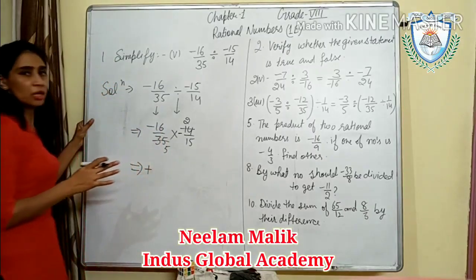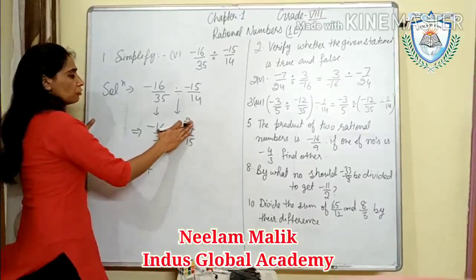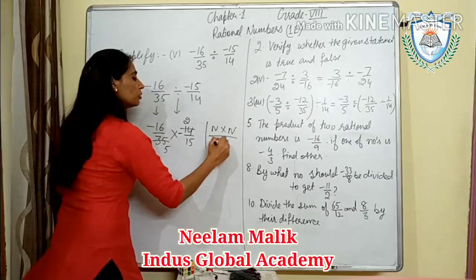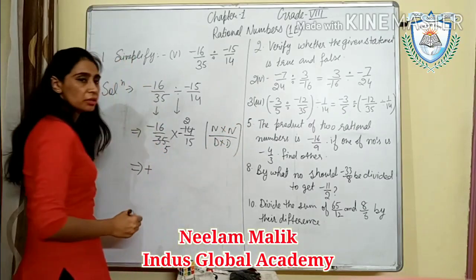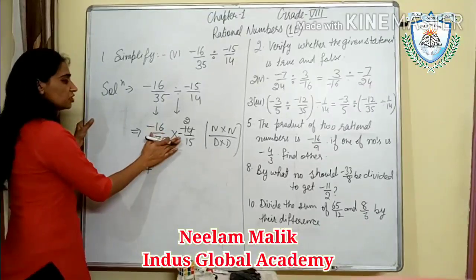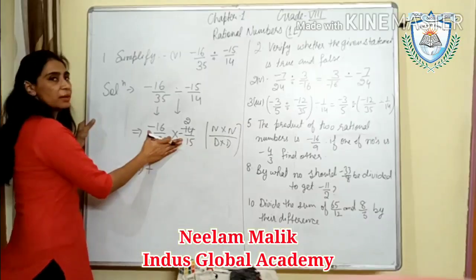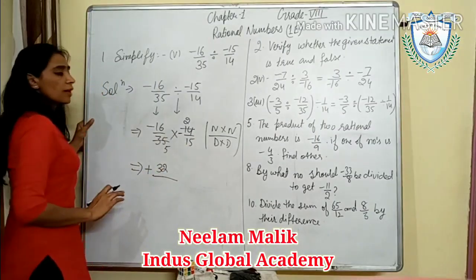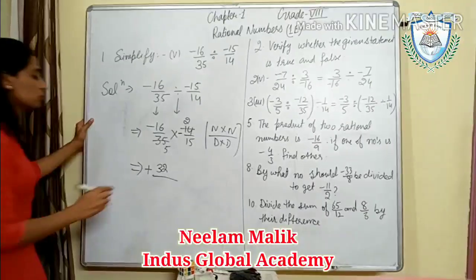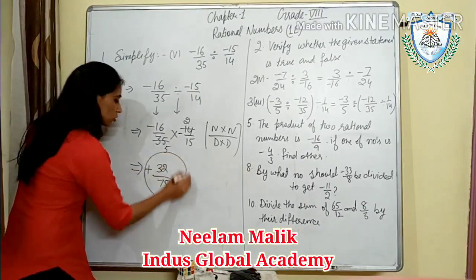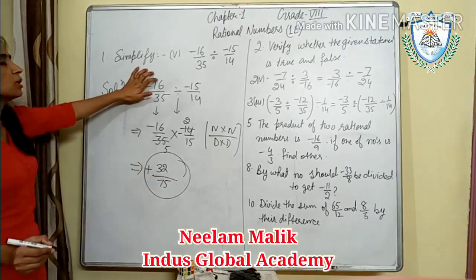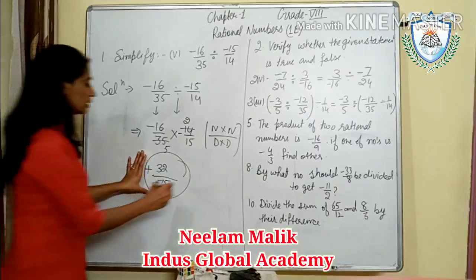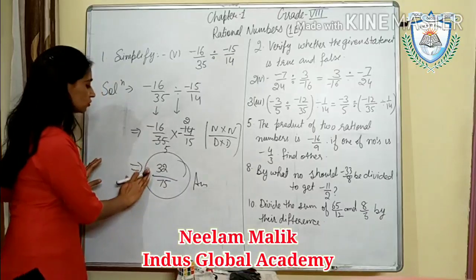Now what will we do? Whatever is left, we will multiply: the numerator will be multiplied with the numerator and the denominator with the denominator. Here I changed this minus into plus, so no need to take this minus now. 16 into 2 will be 32. Here, 5 into 15 will be 75. So that means after simplification, this is our answer, 32 upon 75. You will write it here as the answer. No need to write this positive sign; that is only for your understanding.